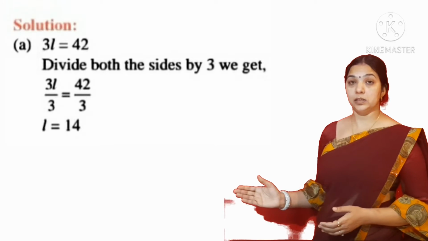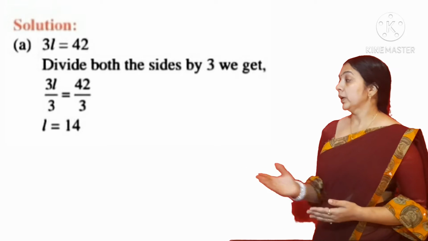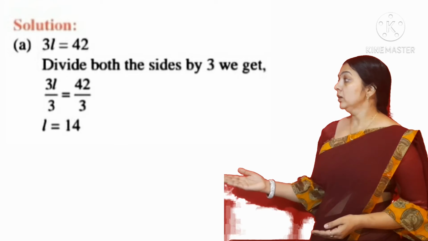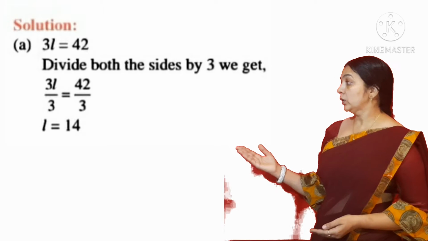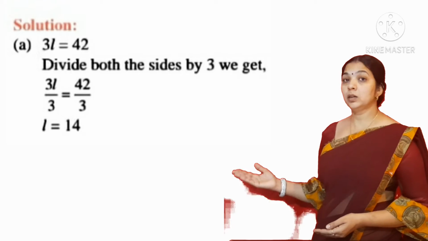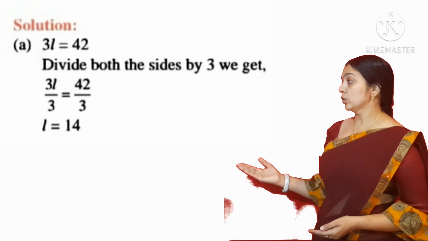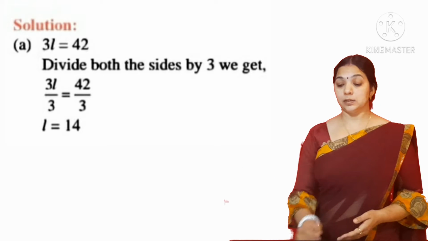So 3l is equal to 42. To get the value of l, we will divide by 3 on both hand sides. So l is equal to 42 divided by 3. Okay, so l is equal to 14 will be the answer.